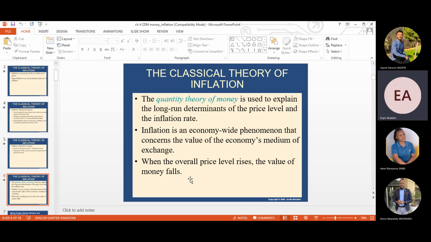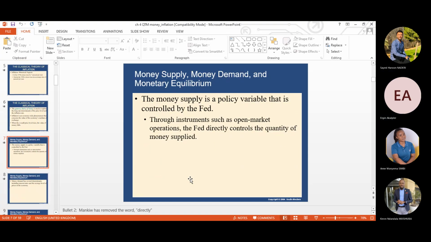And when the overall price level rises, the value of money is expected to fall, because when the price level goes up, it affects the money in circulation. Therefore, this is not good for the economy. The money supply is a policy variable that is controlled by the central bank.